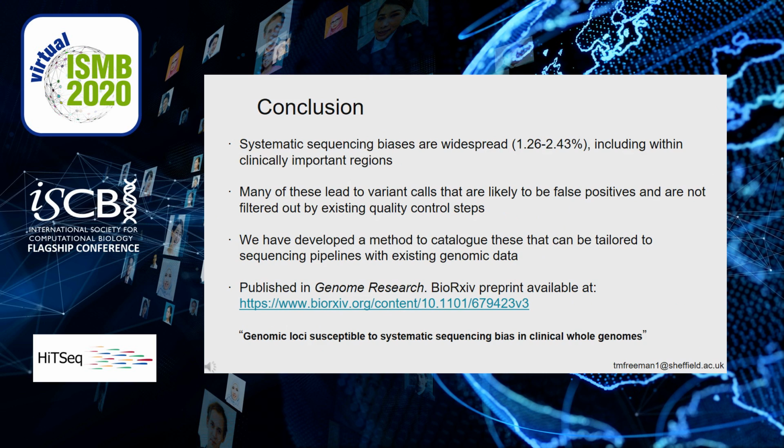In summary, what are the main impacts from this work? Firstly, we have identified that systematic sequencing biases are widespread within Illumina HiSeq whole genome sequencing data and lead to false positive variant calls, including within clinically important regions. Secondly, we have catalogued these systematic biases and provided tools for researchers and clinicians to use so that they can avoid false positive variant calls in their results arising from these. Finally, we have published this work and the associated tools in Genome Research, and you can also find a very similar preprint at this link here.